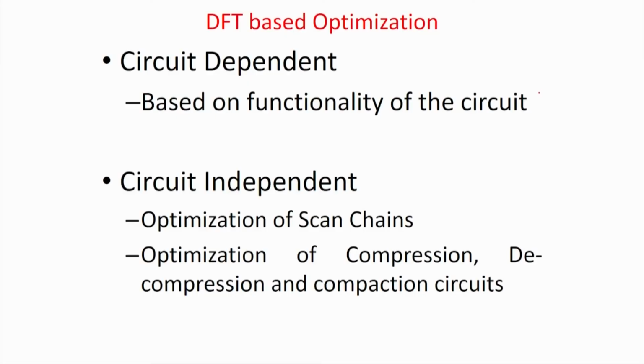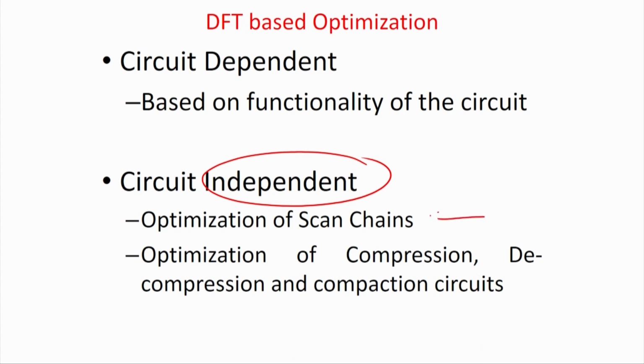As this is not a generalized way of handling things, we are not going to look at the circuit dependent part. Rather, we are going to look at the circuit independent part of DFT optimization. So what is the optimization of scan chains? One of the most important DFT circuitry is the scan chain. For every flip flop we make it scan enabled so that you can make a chain out of it, so that you can very easily load the test patterns in sequential circuits and get the response out of it. First we will see the different ways of optimization of the scan chain.